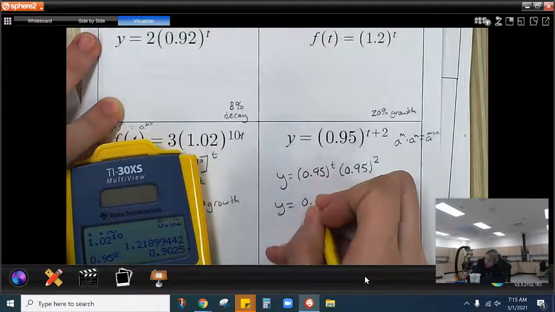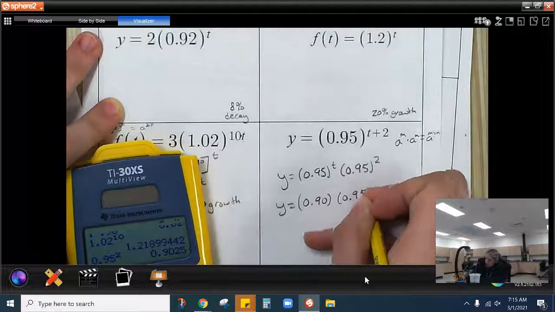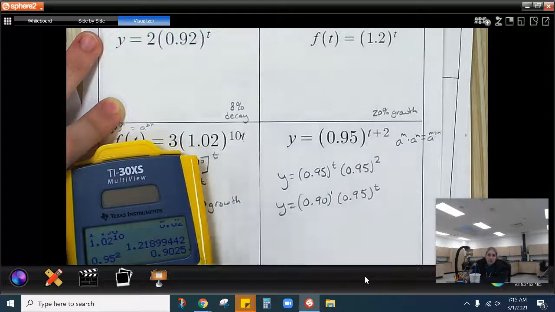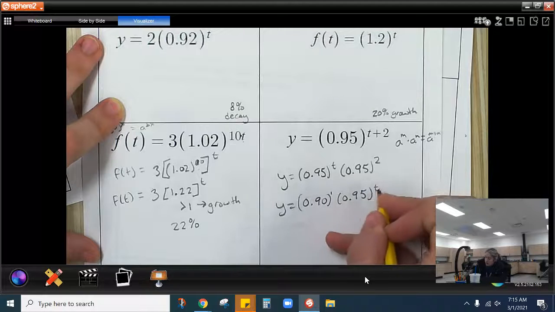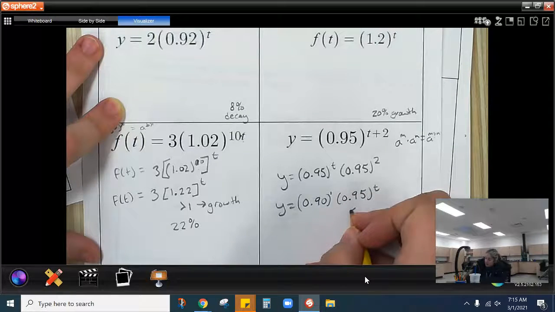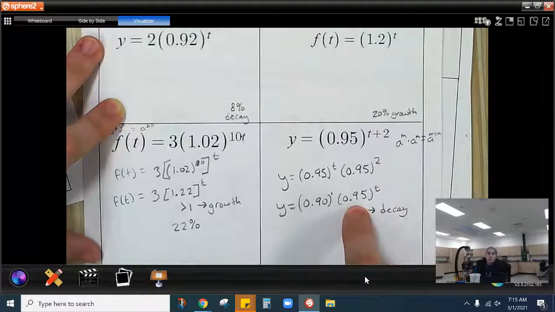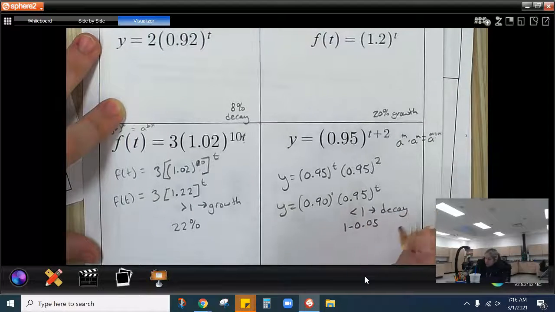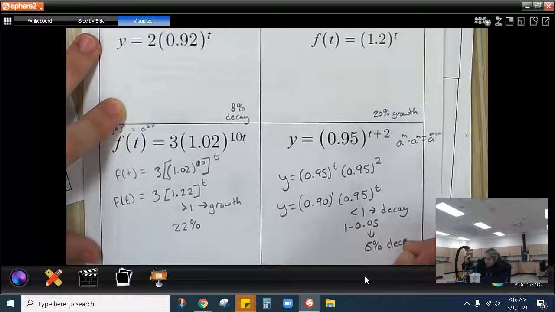Now, this would be the initial amount, and then the 0.95 would be my rate, because you'll notice that this exponent now is just a 1, right? It's not there. So this is my initial amount. This would be my growth or decay factor. If I look at that, it is less than 1. That means we are decaying. So if 1 is what we started with, and now I'm at 0.95, I had to subtract 0.05, and that would turn into a 5% decay.